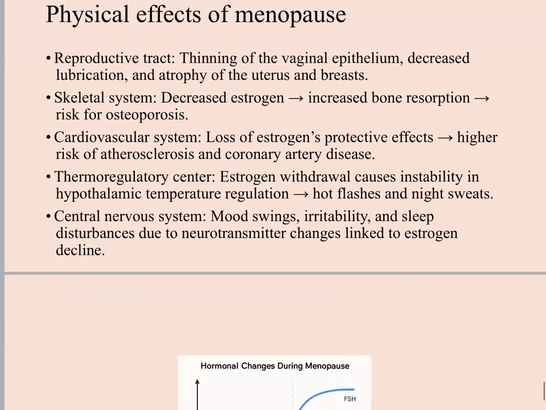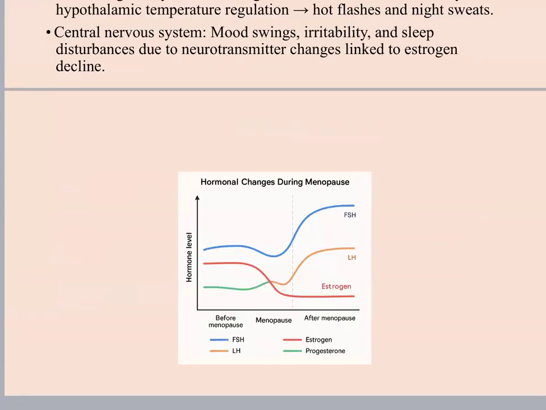Here is just a little visual of the hormonal changes during menopause. So, like I said, if you're a visual person, maybe that will help you. Here, this is just a little overview. Of course, always go to your book and try to look up anything you want a little more information on.